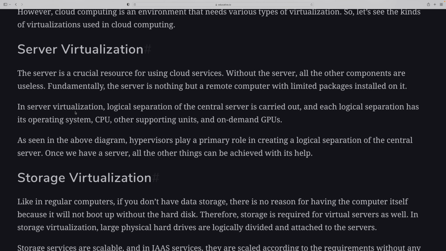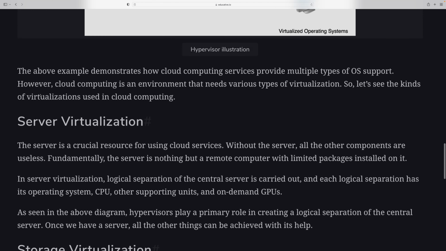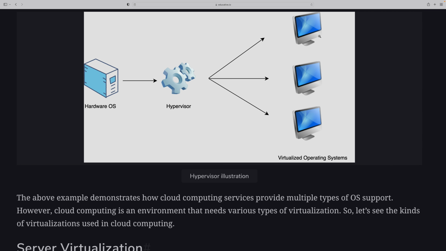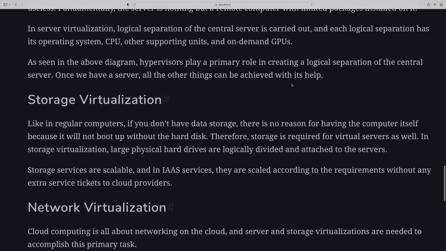Server virtualization is a logical separation of the central server. Each logical separation has an operating system, CPU, and other running units, and GPU on demand. As seen in the diagram above, the hypervisor plays a primary role in creating logical separation of the central server. Once we have the server, all other things can be achieved with its help. So it's basically a separation of OS. On each system we have to install some kind of software.